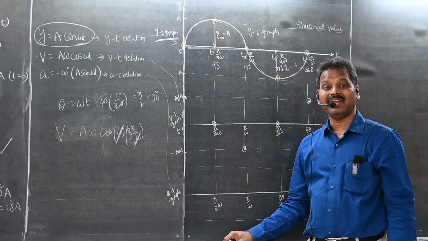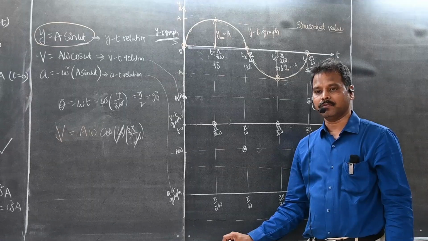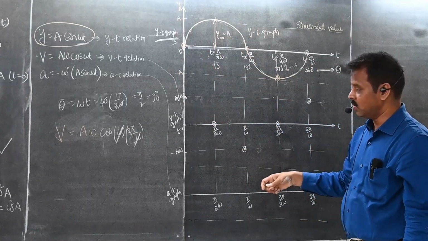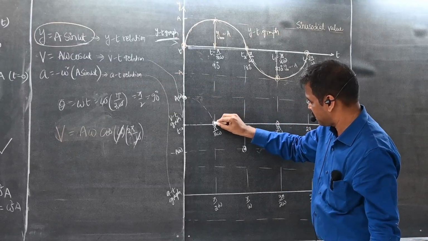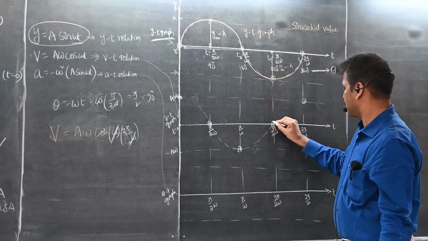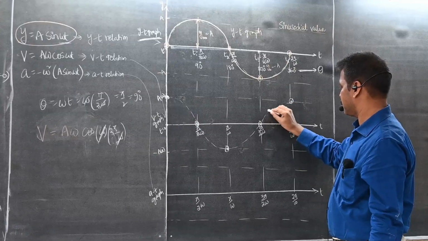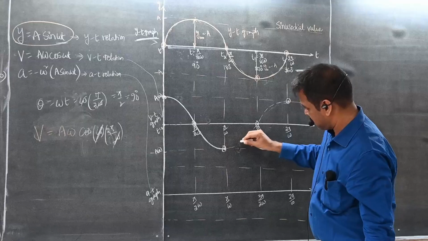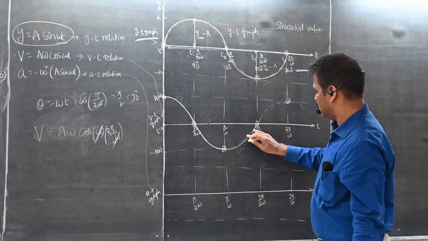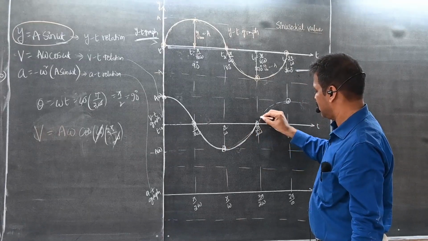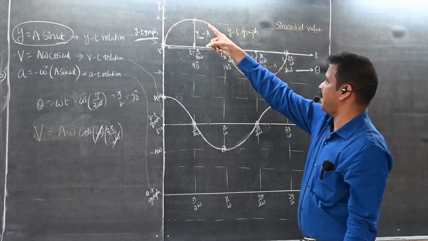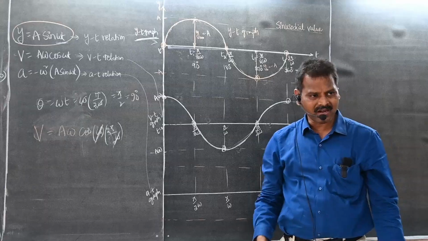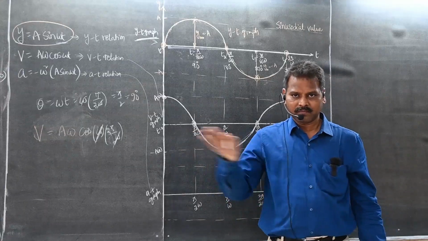So what is the graph that we are going to get? This is a cosine curve, while the displacement graph was a sine curve. You can observe, students, whenever displacement is maximum, velocity will become 0. Is it correct? See this one.